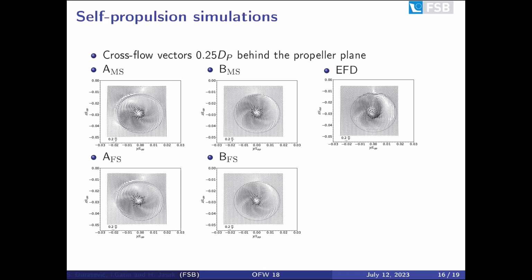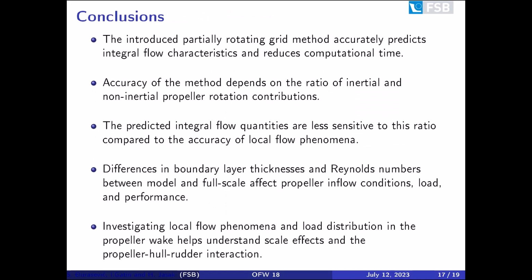If experimental data are observed, it's visible that cross-flow vector field consists of a dominant main vortex and smaller counter-rotating vortex located in the upper right part of the propeller disc. Inertial propeller rotation model captured the position of the smaller vortex more accurately. Location of the smaller vortex is shifted counterclockwise in case of partial rotation representation in both model and full scale.